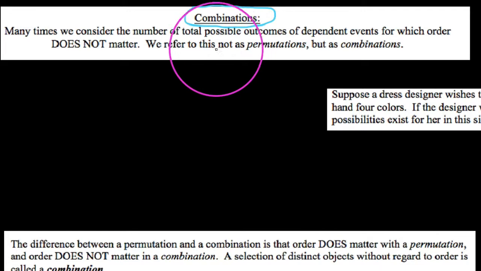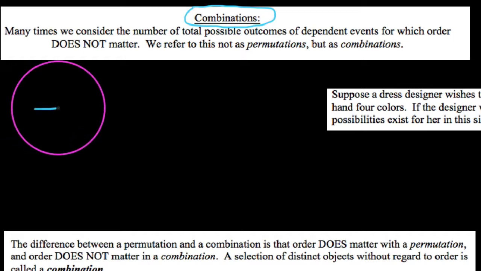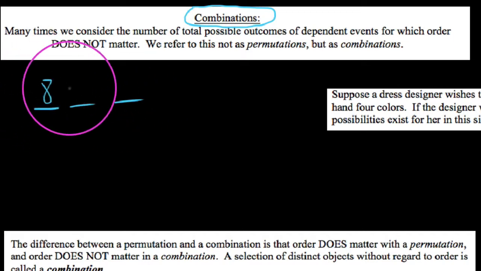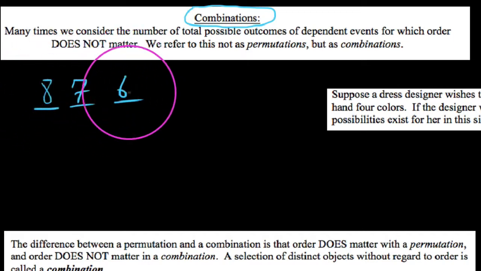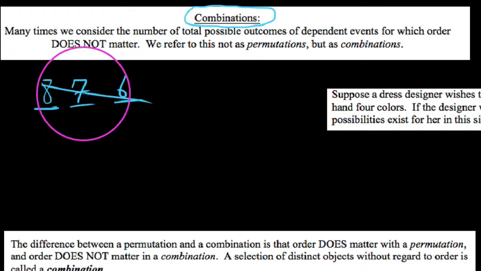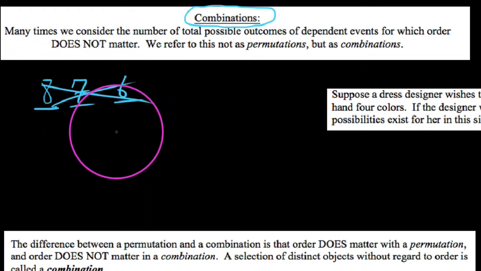We're considering the total possible number of outcomes to, say, an experiment in which order doesn't matter. We refer to these not as permutations but combinations. Earlier, if we had 8 runners and 3 of them were to finish a race first, second, and third, 8 runners could come in first, 7 in second, 6 in third. But that is not the idea we mean in this instance. We say order does not matter.